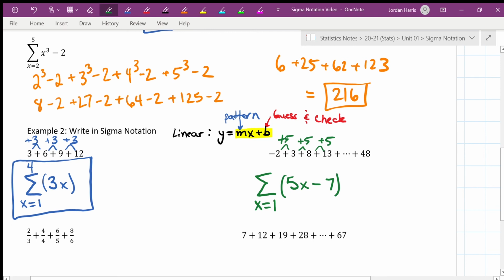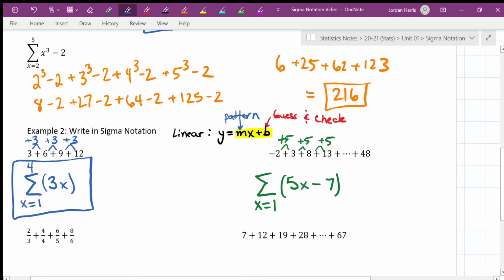Last thing we need is the number where we're going to stop. So I need to stop when I get to 48. So there's a number that I can plug in for x that will give me 48 from this formula. Okay, so plug in easy numbers. I know 10 is a really easy number to plug in.